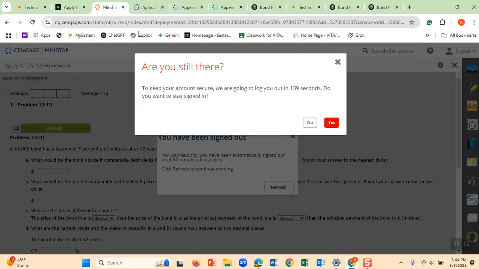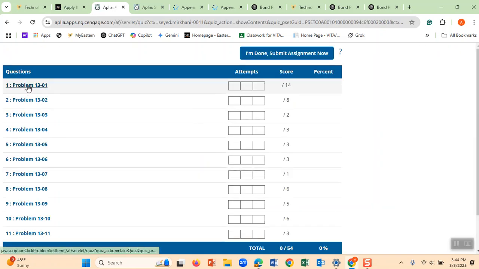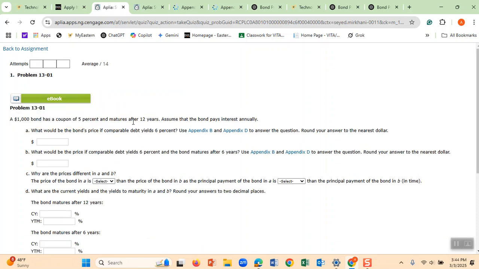And here we are. Let me close this and refresh. Okay, I click here, and these are the problems, and this is the problem that we are talking about. Let's see what it means. In terms of Donald Trump, I said he needs to borrow some money from you. He wants to sell you a bond, and he is promising you for 12 years in a row he is going to give you 5%.